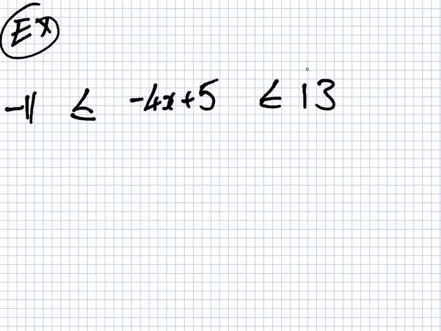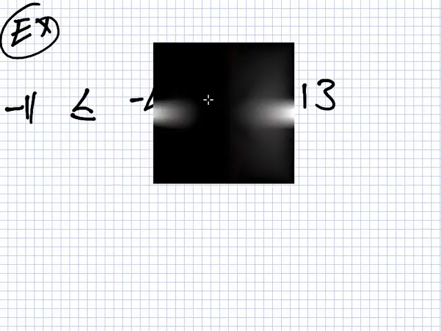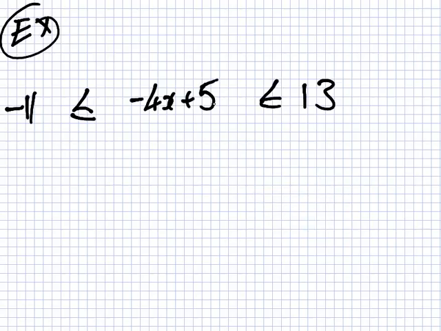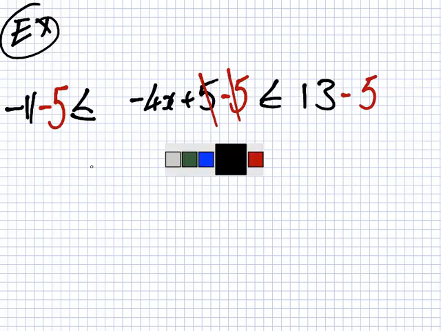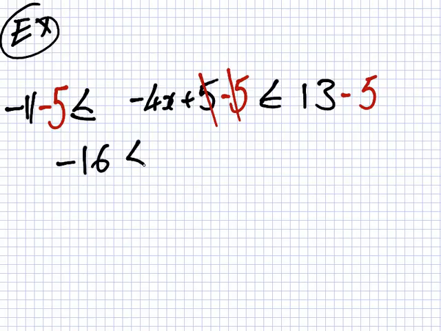Okay, so the second way to do this one, which is kind of the way they would expect you to do it in the exam, it's much quicker. You want to cancel the 5. So the way you cancel the 5 is by putting a minus 5 on all three parts. So then this and this will cancel. So now we have minus 16 less than or equal to minus 4x less than or equal to 8.